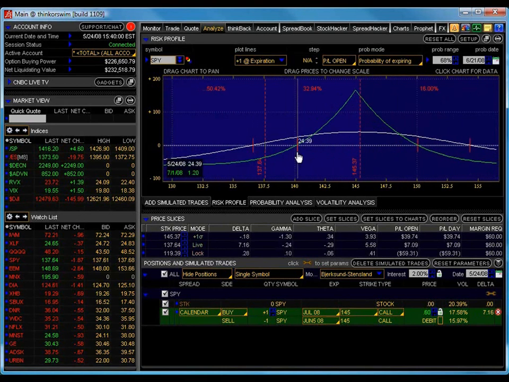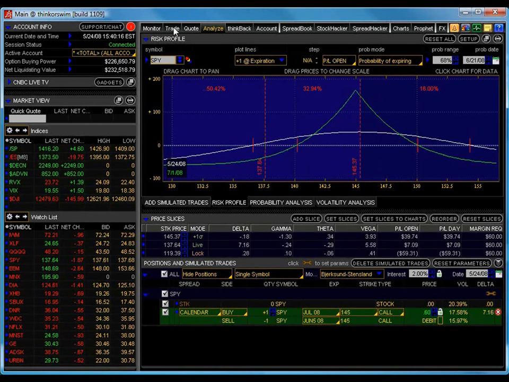That is a bullish calendar spread. In other words, you're determining that the price is going to rise until expiration, and then you would achieve your maximum profit at the price that you purchased this calendar spread.